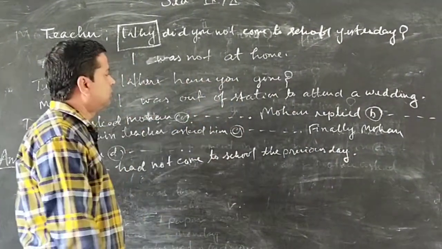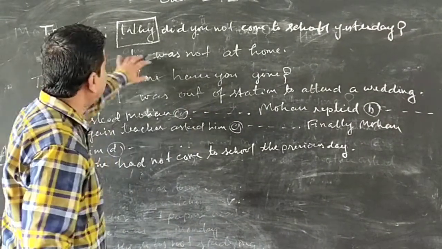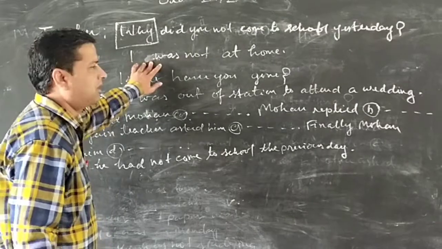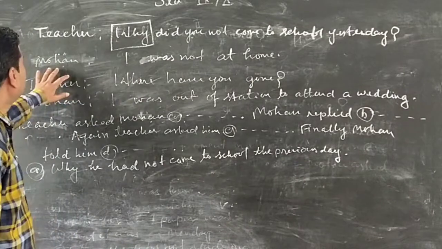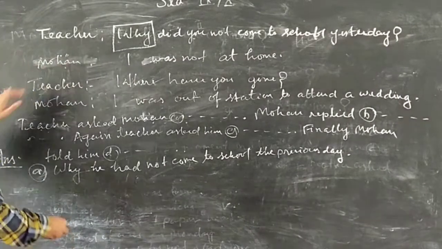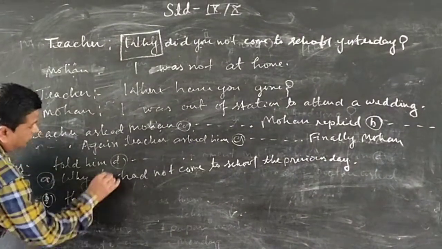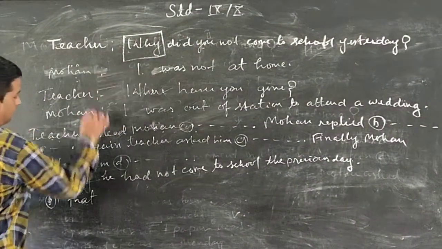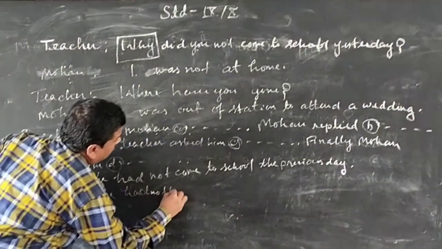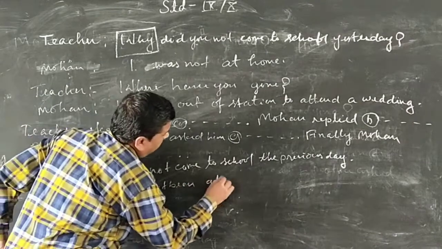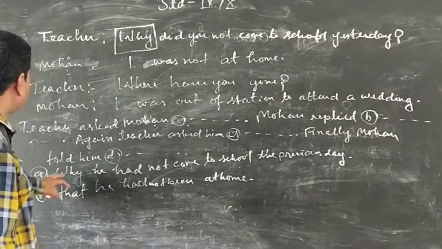And your second answer will be: Mohan replied. You see that this sentence is simply negative, in past tense. I will change into he, according to Mohan. First of all you will write the conjunction, convert I to he for Mohan, but will change into had not been at home.